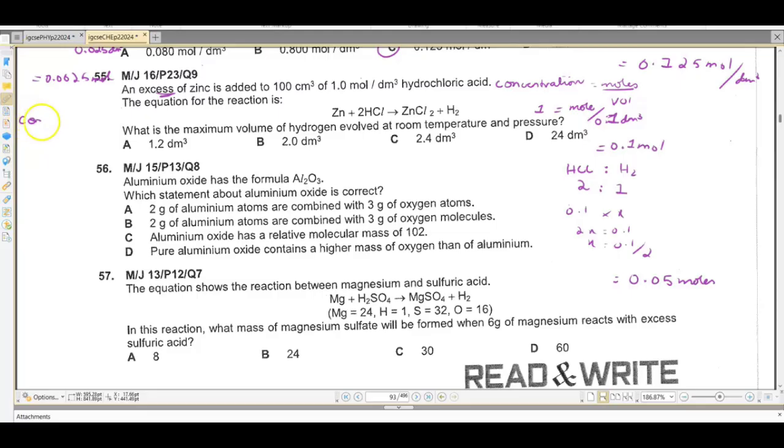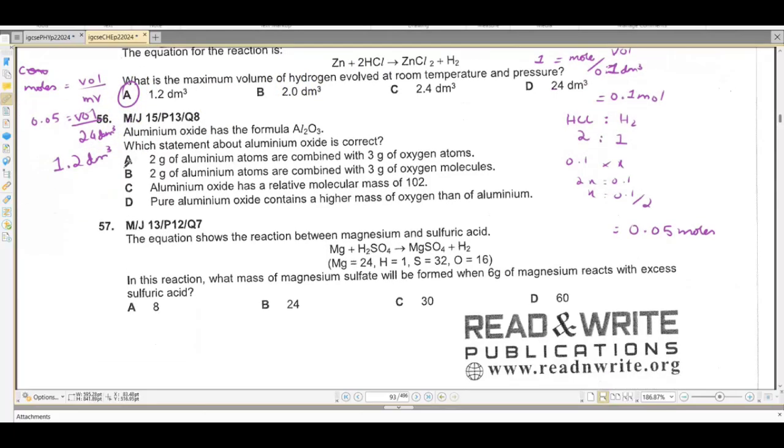Once we have the moles of hydrogen, there is no issue in finding the volume. So we will use a formula. We don't have the concentration now over here, so we will not use this formula. We will use the formula moles is equal to volume by molar volume. 0.05 is equal to volume by molar volume, which is going to be 24 dm³ in this case. The 24 into 0.05 is going to give us a volume of 1.2 dm³ of hydrogen. So A is going to be the correct answer.